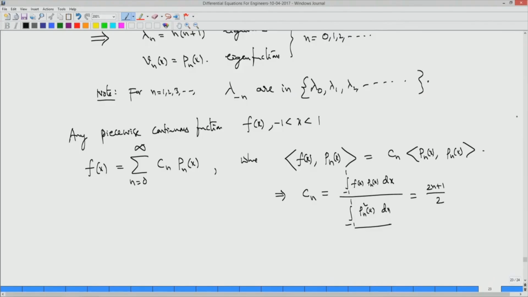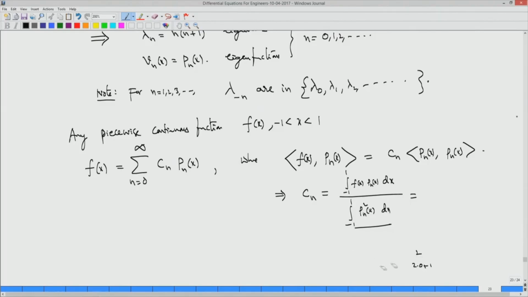So, if P0 is 1, then the integral of 1 is 2, right. So, 2 divided by 2n plus 1 is the correct thing, I think. Integral minus 1 to 1 dx is equal to 2, that is 1 plus 1. So, this is actually 2 divided by 2 into 0 plus 1. So, this value is 2 divided by 2n plus 1.